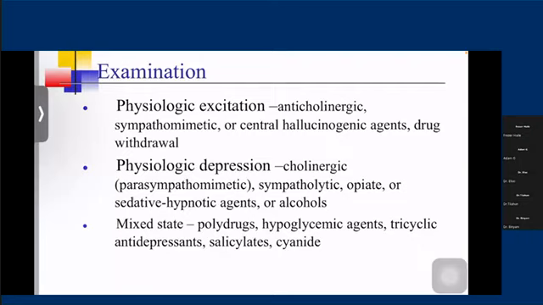So this patient can present with physiologic excitation, like being tachycardic, hypertensive, and hyperthermic, and the patient can also be agitated. In a patient with this condition, you need to consider certain differential diagnoses, like anticholinergic and the others I mentioned. Some patients can also present in a depressive state, with low respiratory rate, low blood pressure, and low mental status. These are due to cholinergic, sympatholytic, opioid, and sedative hypnotic agents, and alcohols. And there are also agents that can cause mixed states.